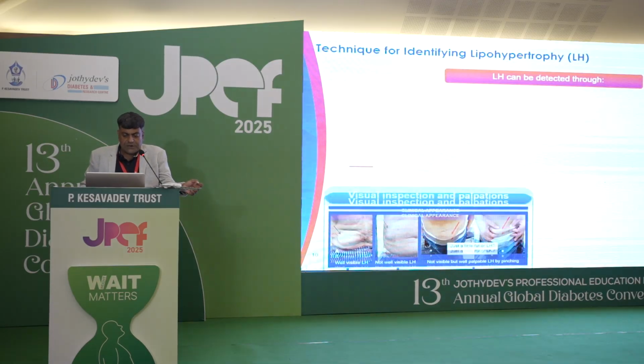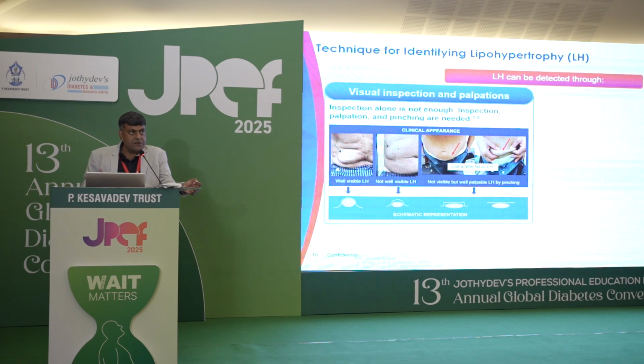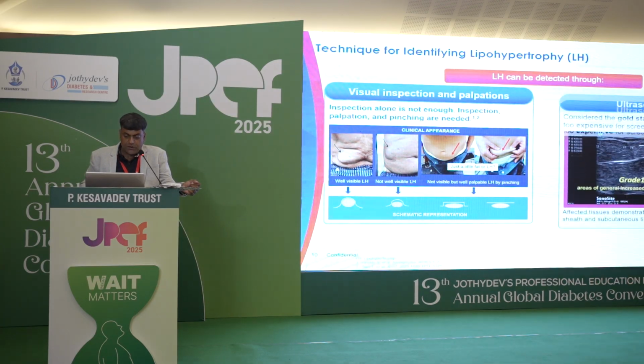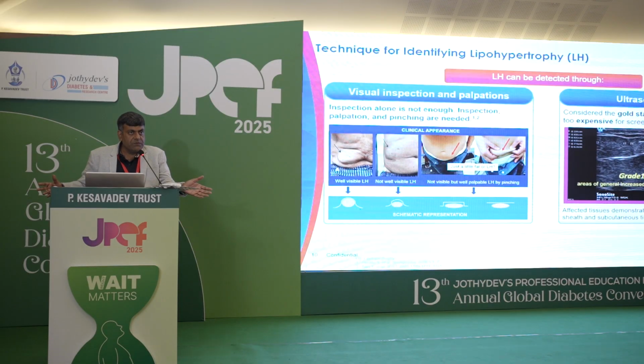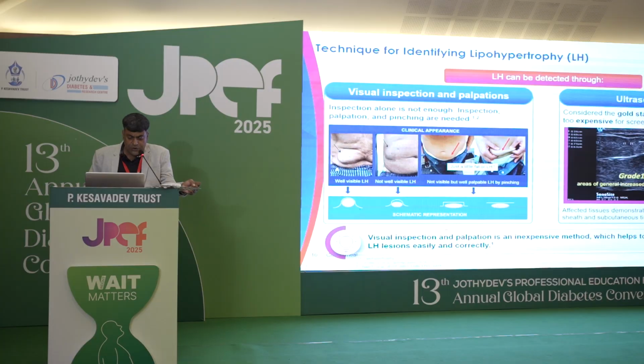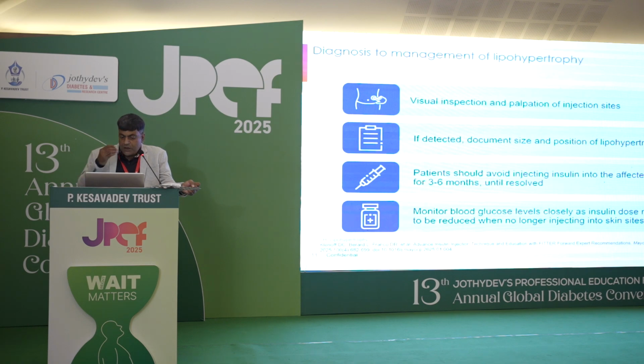As I said earlier, it can be detected very easily just by visual inspection. If it is a visible lipohypertrophy, sometimes you might need to palpate, but by palpation, the majority of people you can identify it easily. The gold standard, although, is ultrasound scans, but I don't think we'll go for ultrasound scans for detecting only lipohypertrophy. It is used for research purposes. Clinically, I don't know how relevant it is, but it is not difficult. If you just palpate, you can easily identify it. So visual inspection and palpation is inexpensive, and it helps us to identify the lipohypertrophy lesions easily and correctly.